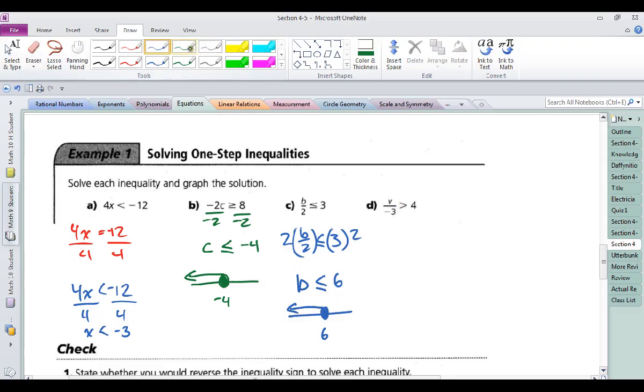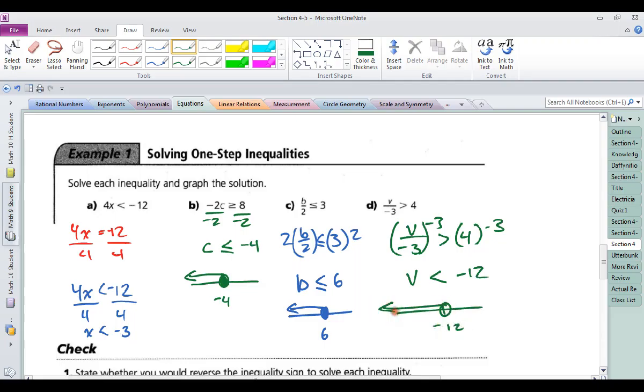D. What do I do? Multiply by negative 3. I'm working with a negative, so it does what to the sign? Changes. Negative 12, circle, no color, that way. Pretty simple, right? Yes.